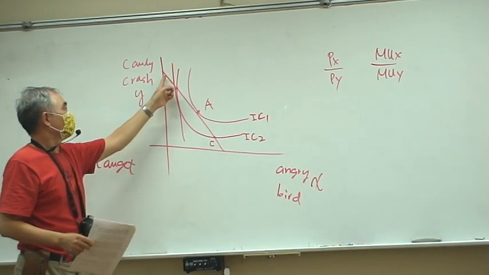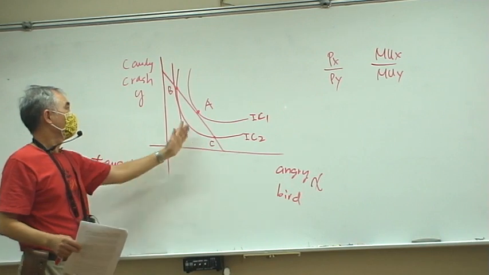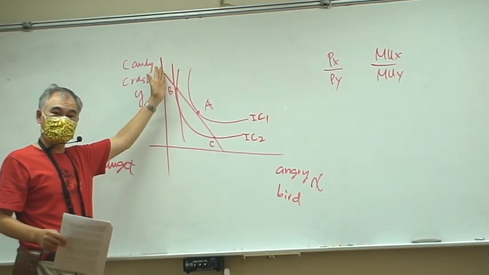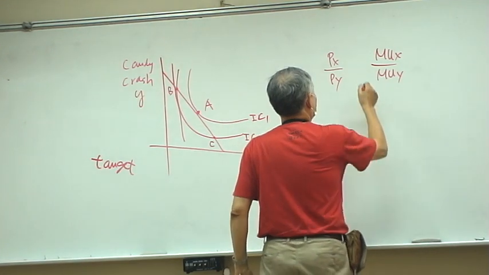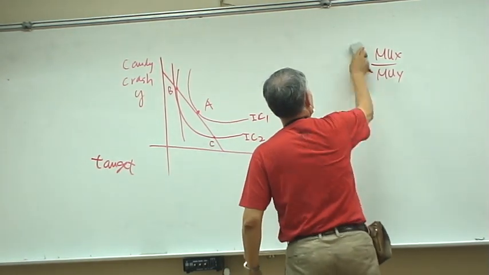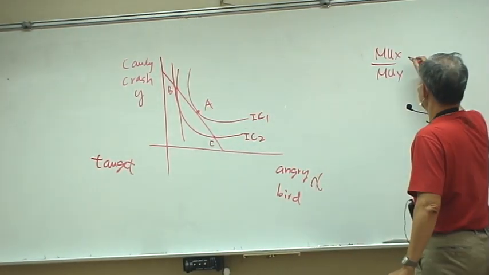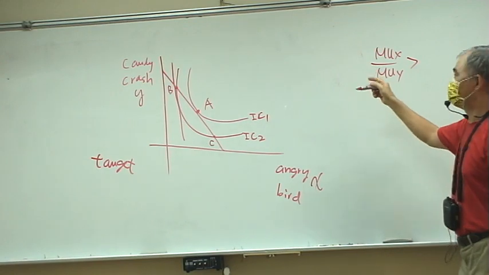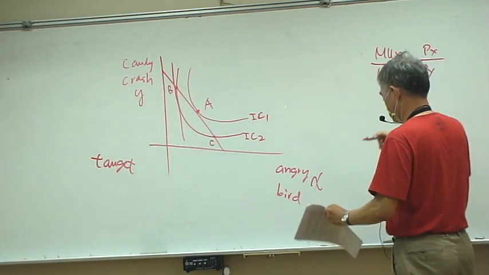So you can tell, this is the budget line, and it's flatter, and this one is steeper. Okay, so what does that mean? At point B, it means MUx over MUy is greater than Px over Py.